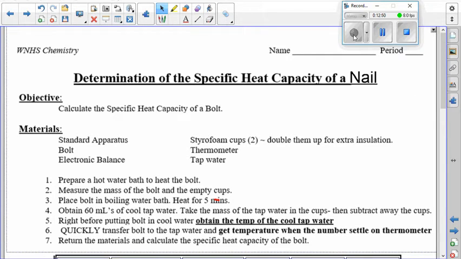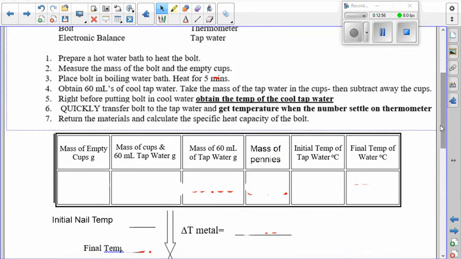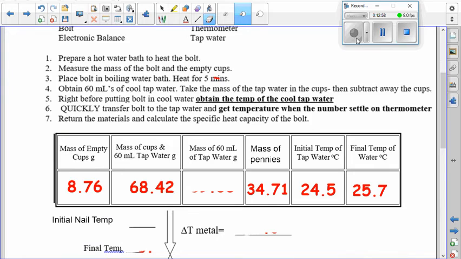Now you've had some time to work on this. I'm going to break down every step of this nail problem. These numbers in red, those are given, because that's what you would collect during the actual lab. Now, if this is the mass of my cup, this first number here, and this is the mass of my cup with water in it, what do I do with these two numbers to find the mass of just my water?